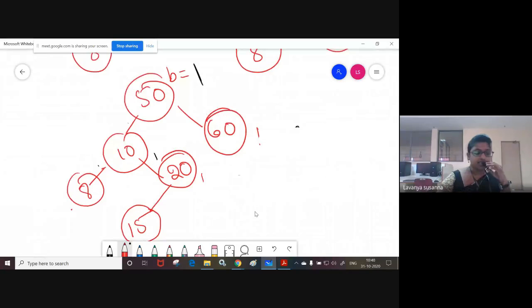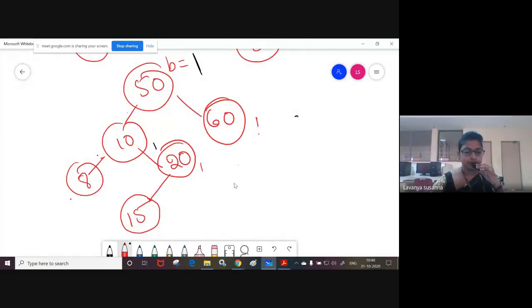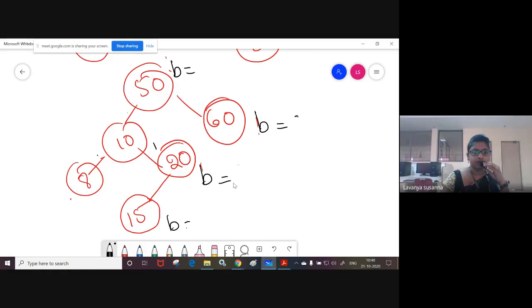Okay. After inserting, what do you need to do? You need to find the balancing factor for each and every node. For leaf nodes, the balancing factor is 0. Now, for node 50, find the longest path. In the left subtree there are 1, 2, 3, so a total of 3 links. Coming to the right side, there is only one link. 3 minus 1 is 2.